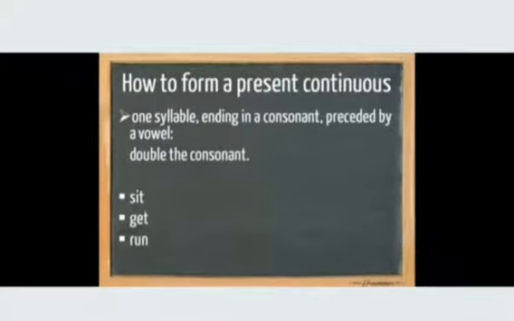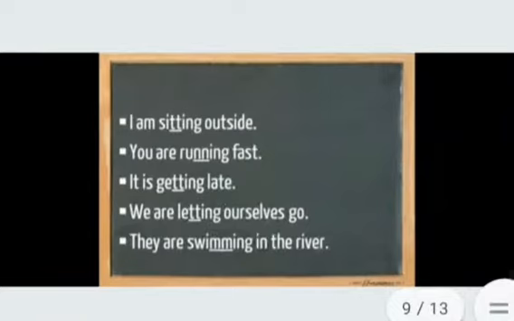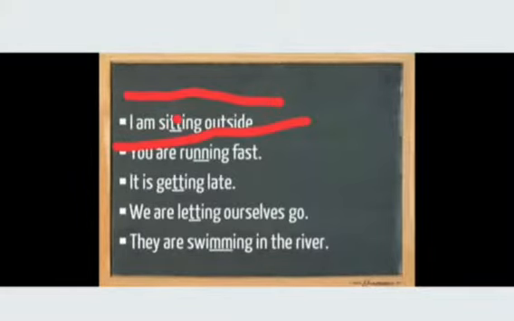Again, let me tell you one important thing: there are some words that end with a consonant preceded by a vowel, like these three words: sit, get, and run. If we use these verbs in present continuous tense, then we will double the consonant. For example, I am sitting outside. Here, sitting.